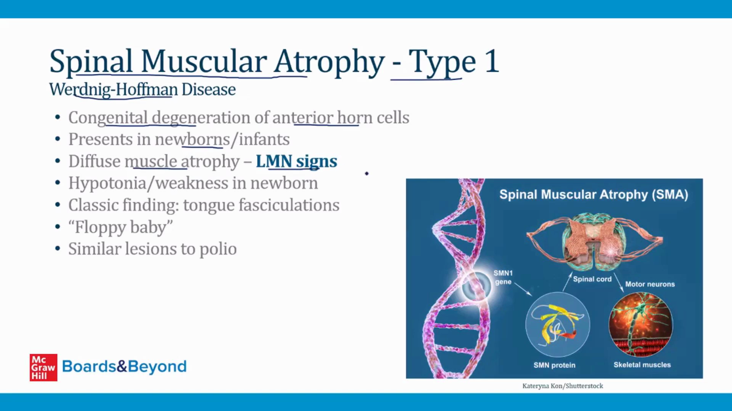And for all these disorders we're going to talk about in this video, what you want to get straight in your head is whether they present with lower motor neuron signs, upper motor neuron signs, or both. So the way this is going to present is in a newborn with hypotonia and weakness. A classic finding is tongue fasciculations in a newborn baby, and this is because of lower motor neuron lesions involving the nerves that innervate the tongue. Often the baby will be described as floppy, and as I said, you can see similar lesions to what you see in polio. That's because both conditions involve the anterior horn cells of the spinal cord.